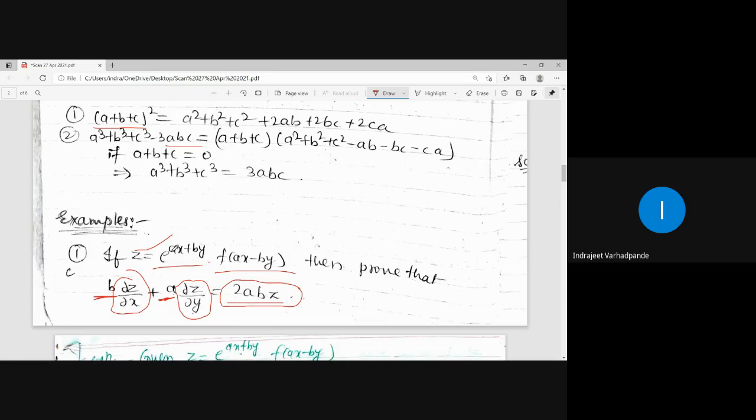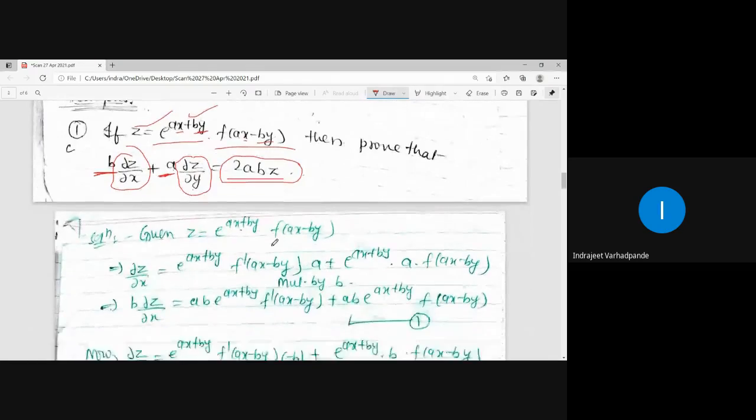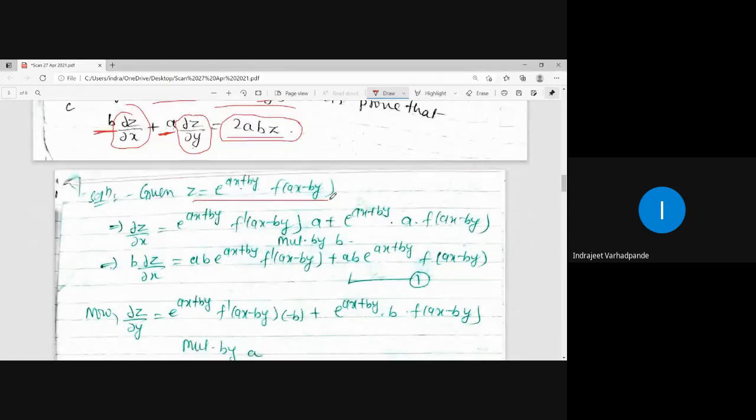Now, as I see there, z is a function of two variables, that is x and y. Here also the two variables appear, x as well as y. Here also there occur two different variables, that is x as well as y. So whatever derivative is obtained, that derivative will be calculated partially by keeping the other variable constant, or by treating the other variable as constant. Right? So consider z is equal to e to the power ax plus by multiplied by f of ax minus by.